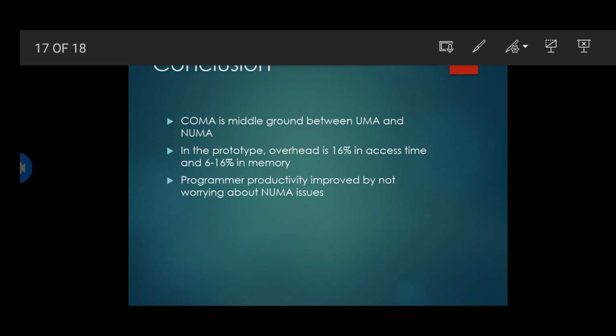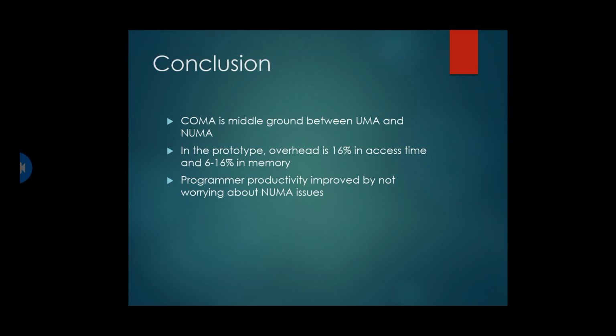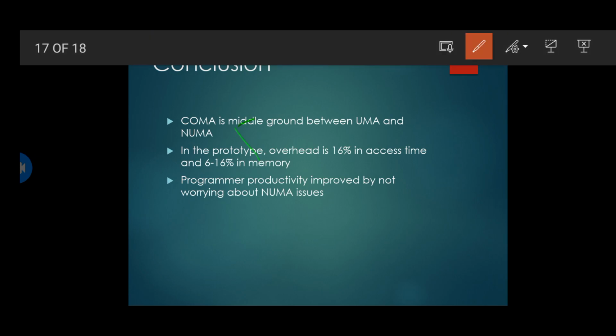Now let us see the conclusion. COMA, cache only memory architecture, is a middle ground between uniform memory architecture and NUMA. UMA is going to be way faster than COMA, whereas COMA is going to be way better than NUMA, non-uniform memory architecture. This is the stepwise ranking: first UMA, next cache only memory, then NUMA, if you want to consider the rankings for them.